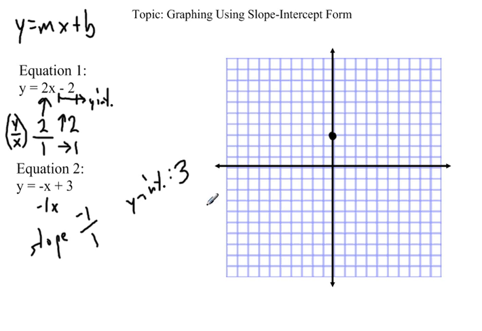So you start out with your y-intercept. Plot any y-intercept you're ever given first. This is the first thing you do, is plot the y-intercept. The second thing you're going to do is make 2 more points based on your slope.